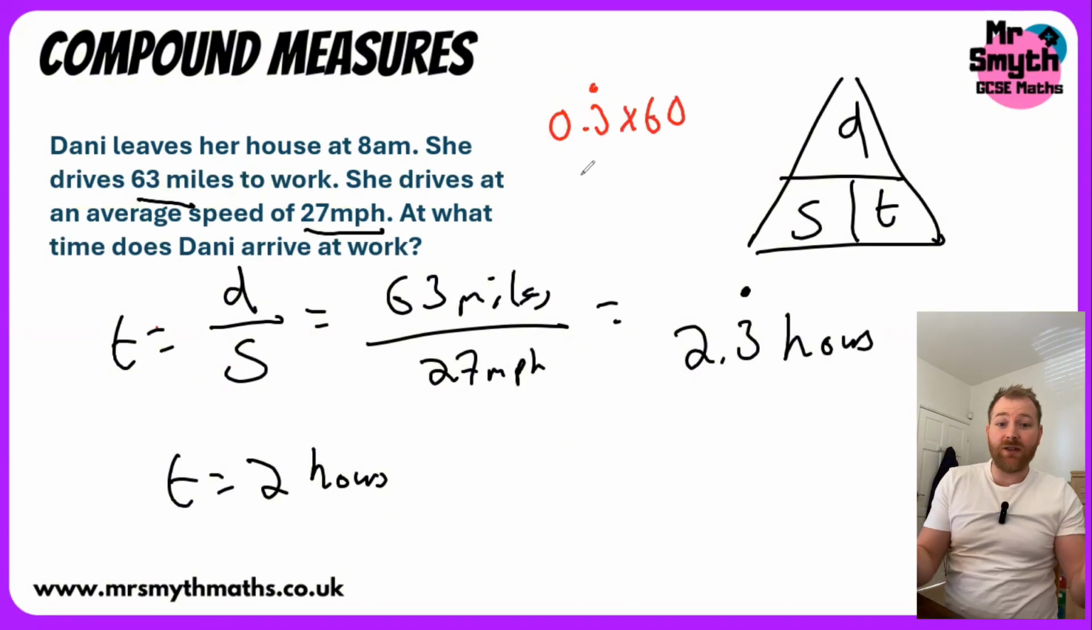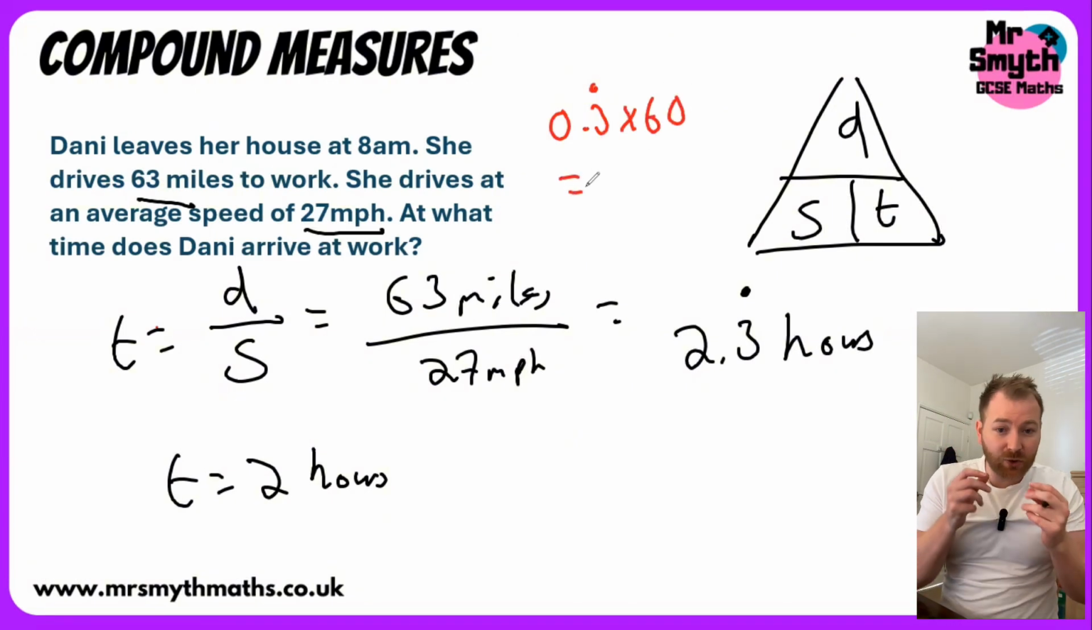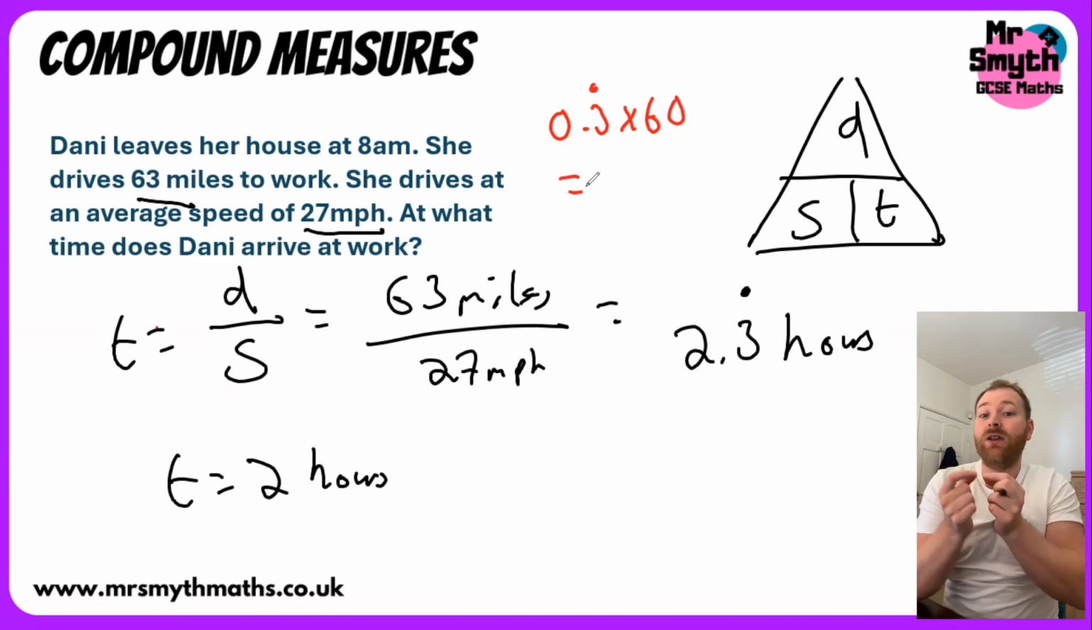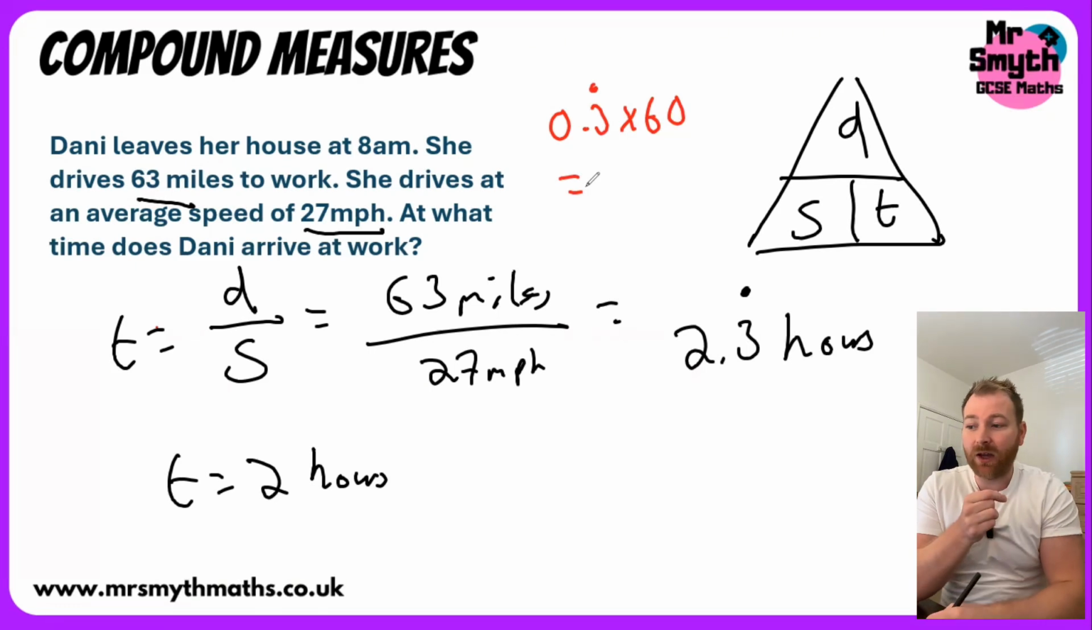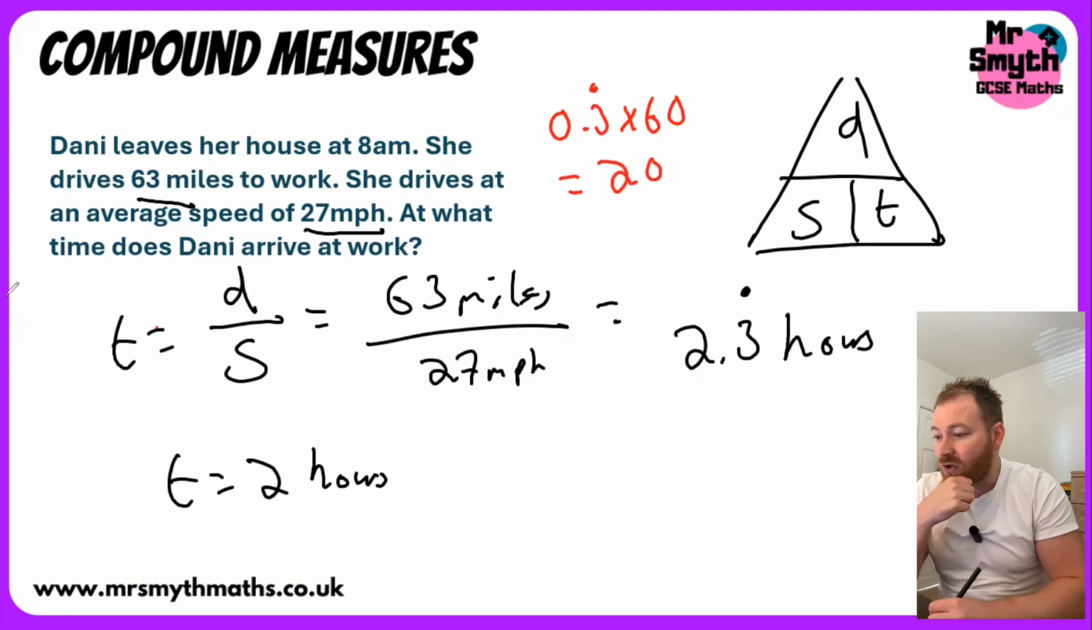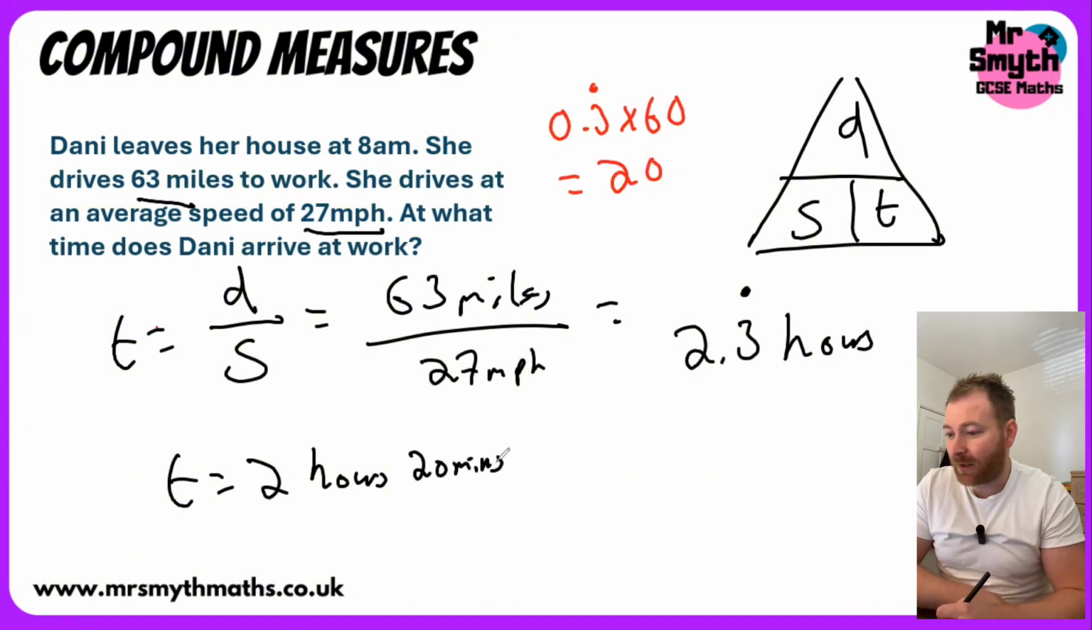On your calculator, you've already got the 2.3 recurring. Just type in subtract 2 and it'll give you 0.3 recurring. Then type in 0.3 recurring times by 60 and this will give you 20 minutes. So this is now 2 hours and 20 minutes.